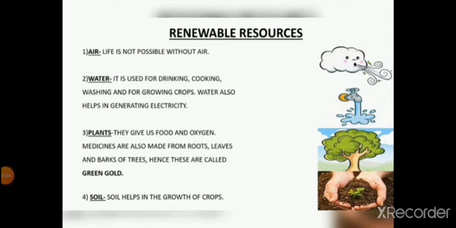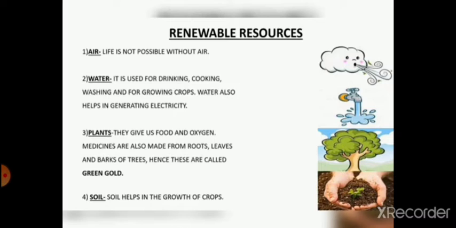Now we will learn about some renewable resources. So first we are going to learn about soil. Soil is the loose uppermost layer on the earth's surface. Plants grow in soil. They get water and mineral salts from the soil. Since plants make food for all living things, all living things depend on soil for food.